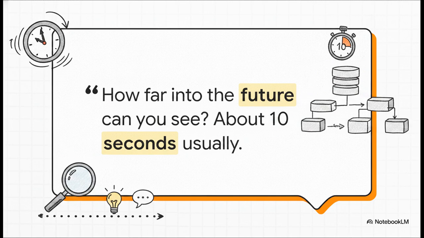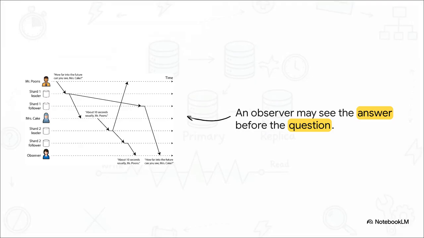There is a strict, undeniable causal dependency here. Mrs. Cake's answer mathematically and logically cannot exist without Mr. Poons' question happening first. She hears the question and then she provides the answer. Cause, then effect. But what happens when we distribute a conversation exactly like this across a partitioned or sharded database architecture?